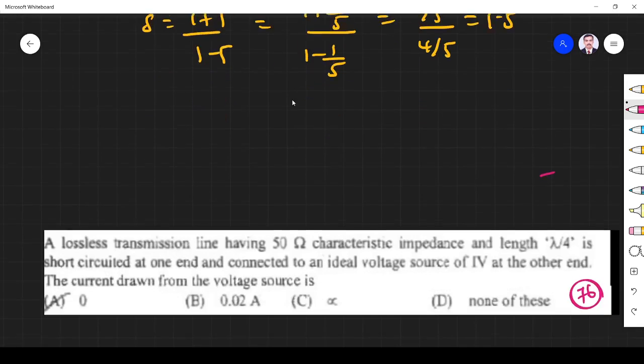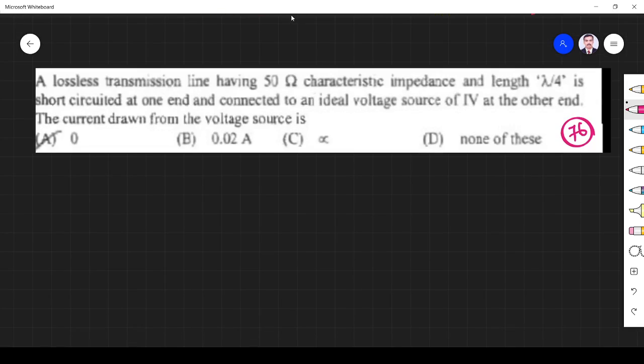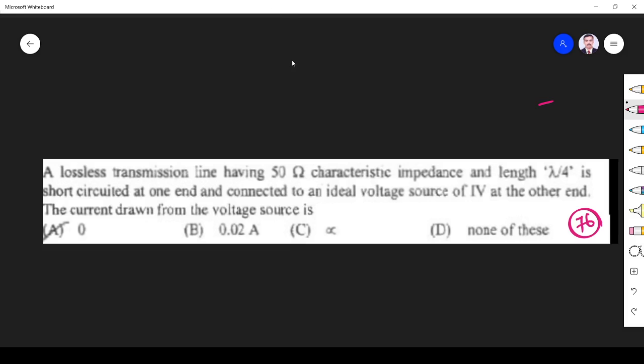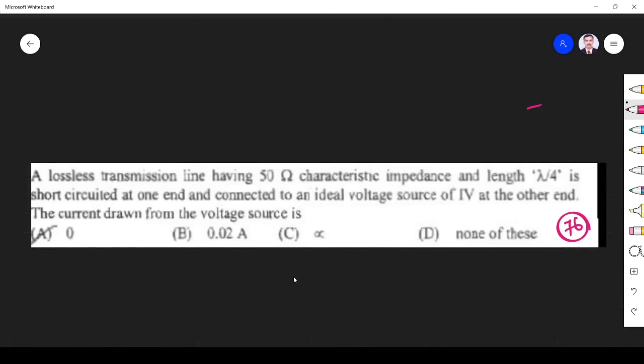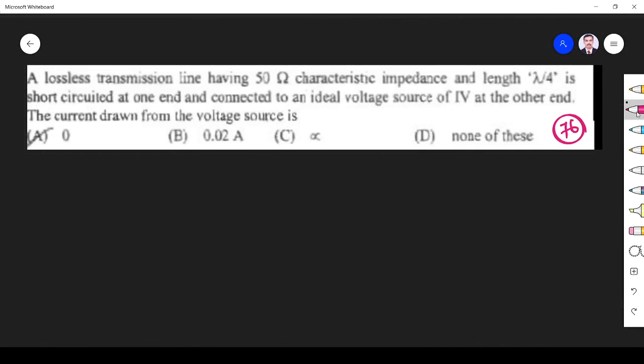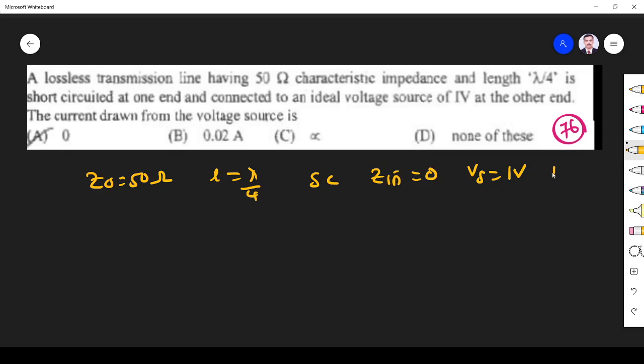Next question. A lossless transmission line having a 50 ohm characteristic impedance. So Z0 is equal to 50 ohm, right? And L is equal to lambda by 4. Short circuited at one end. So Zin is 0. Connected to ideal voltage source of 1 volt at the other end. What is the current drawn from the source?